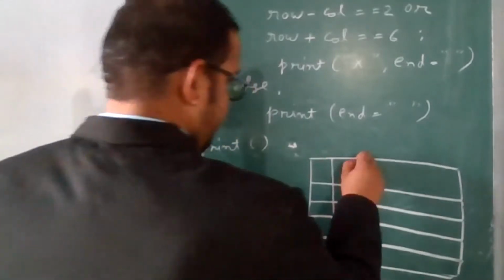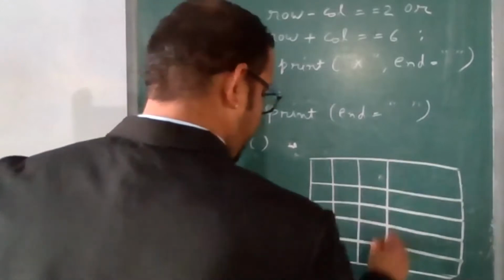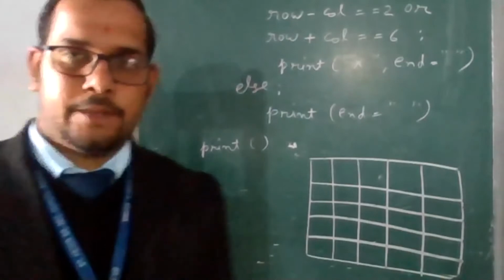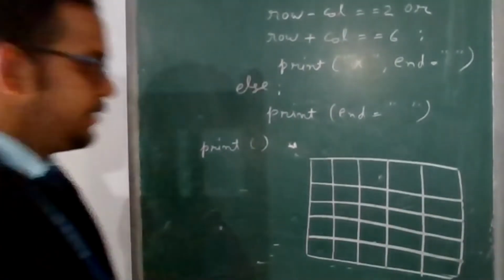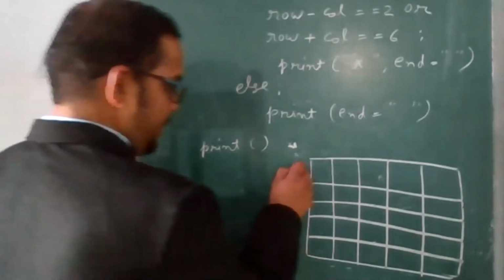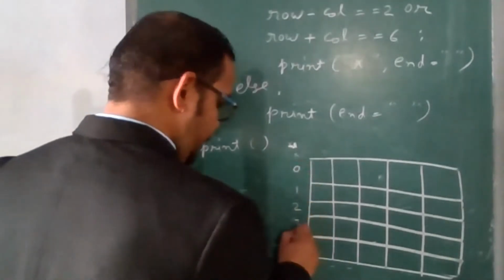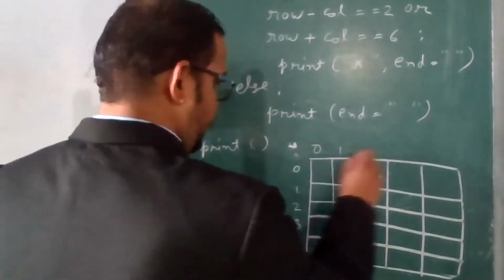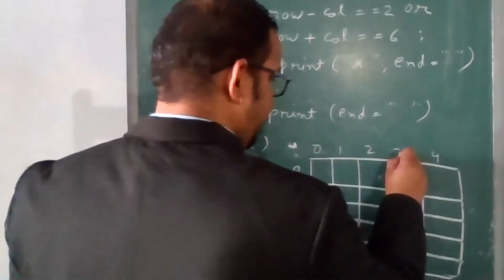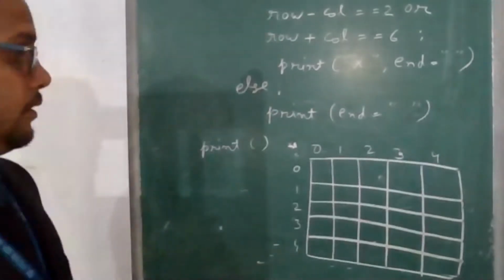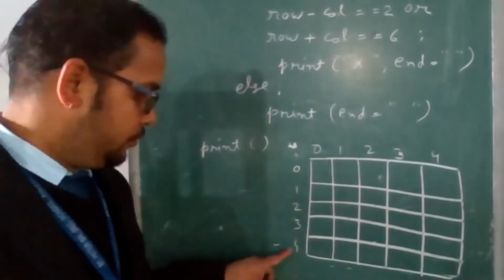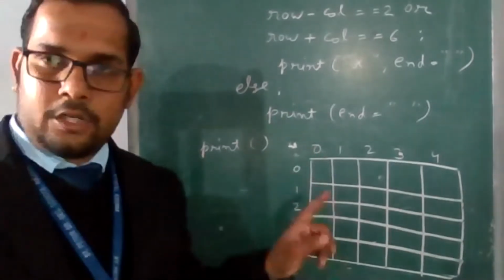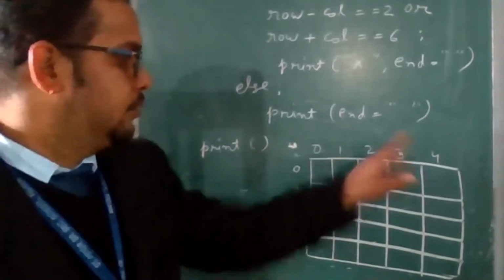1, 2, 3, 4, and 5. Now I made 5 rows and 5 columns here. The number of rows is 5 and the number of columns is also 5. We start from 0, 1, 2, 3, 4. Similarly, 0, 1, 2, 3, 4. The rows start from index 0 to 4. Similarly, the number of columns is also 5, from 0 to 4.